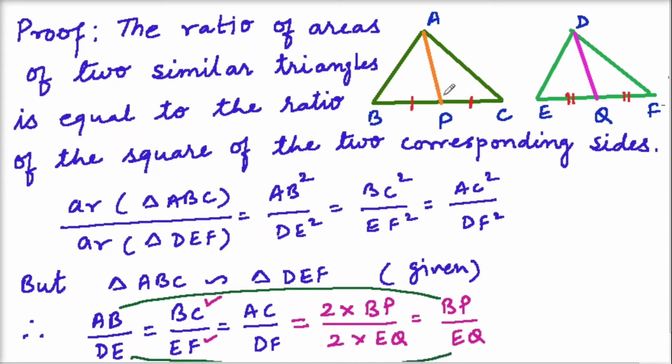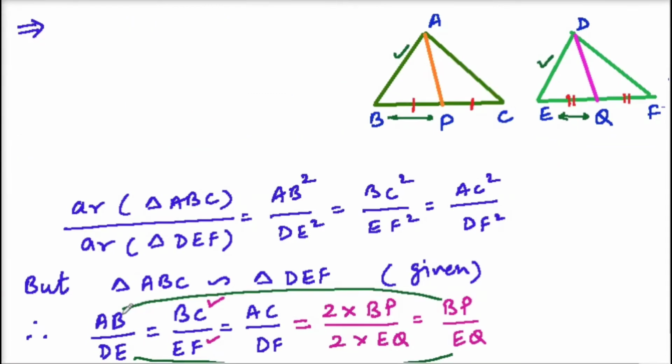Now see the first ratio AB upon DE and the last ratio, which is BP upon EQ. They both are equal. It means the ratio of AB upon DE is equal to the ratio of BP upon EQ. Now we are writing AB upon DE equals BP upon EQ. This we have proved just now.